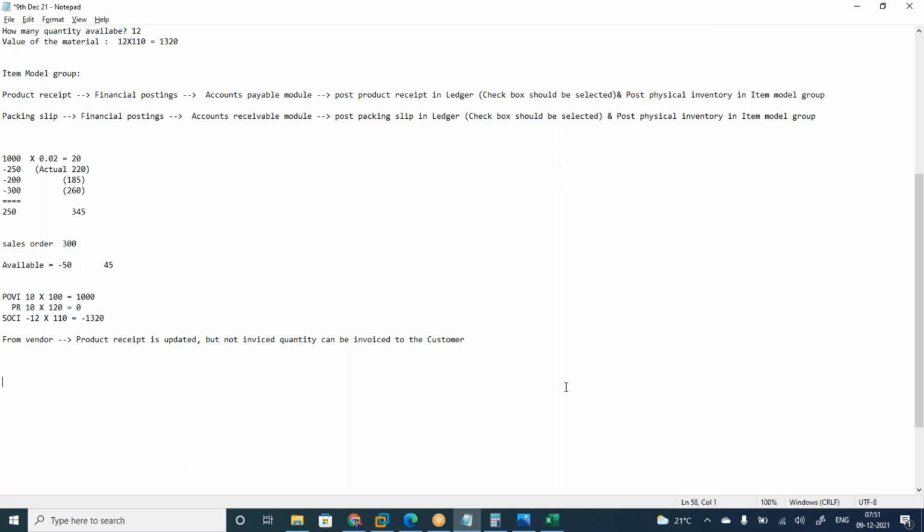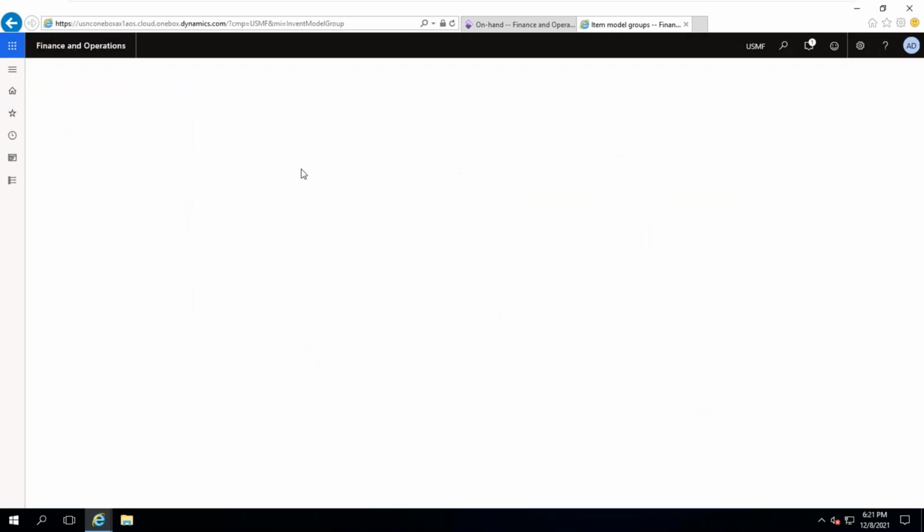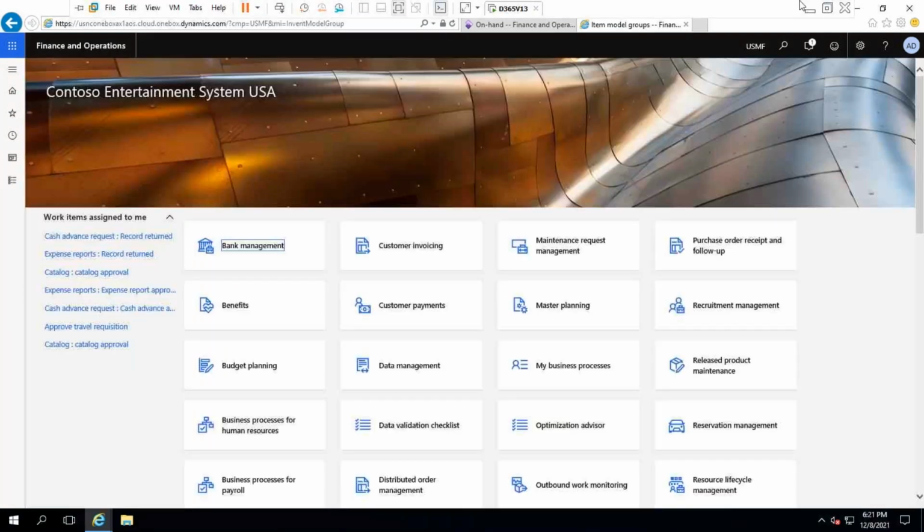In case the client is taking a stock audit and they find a stock difference between the ledger stock and the physical stock, how will they rectify it using these item model group options? Which one are you talking about, inventory valuation? No, I'm not talking about valuation. I'm just talking about the quantity verification. They are conducting a stock audit. In the ledger, it is showing 1000 quantity, but physically they have only 800 quantity. How will they rectify that 200 deficiency in the system?